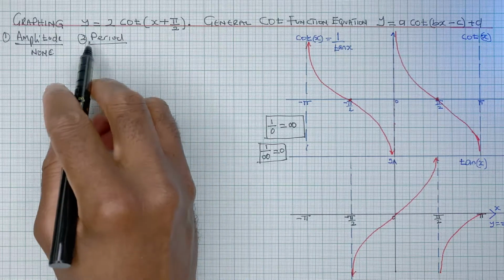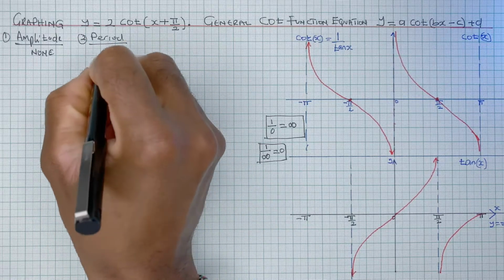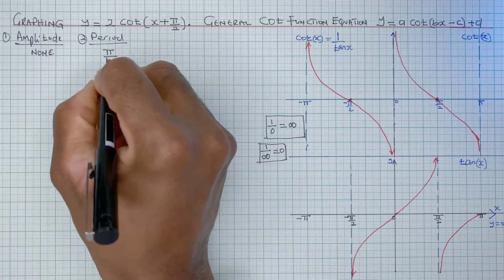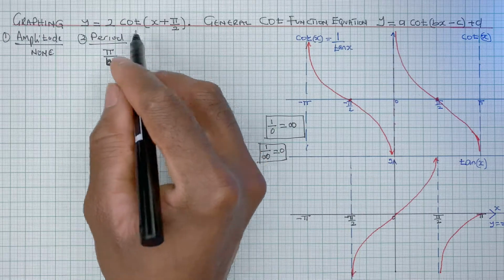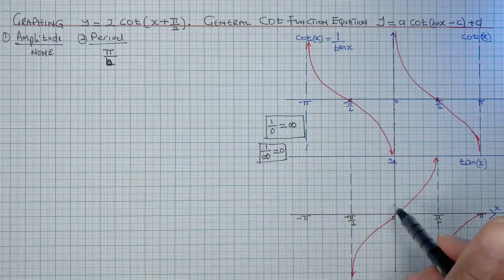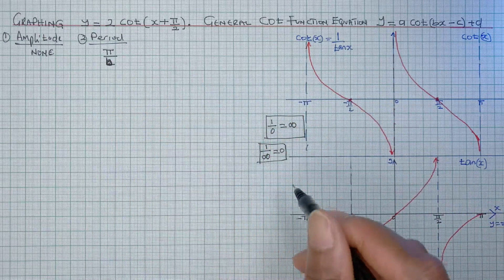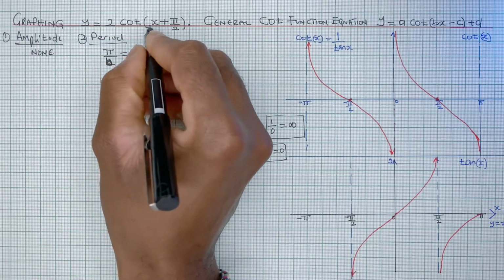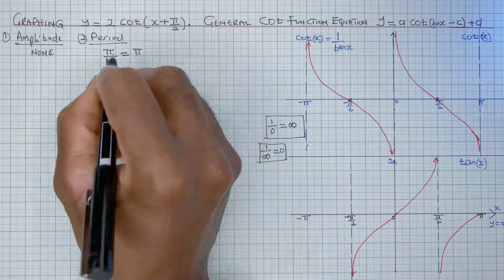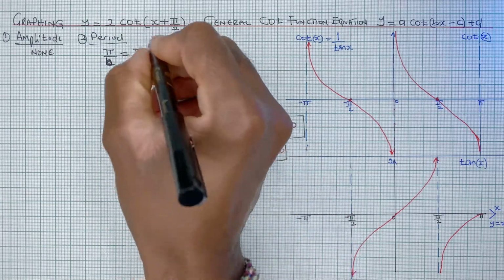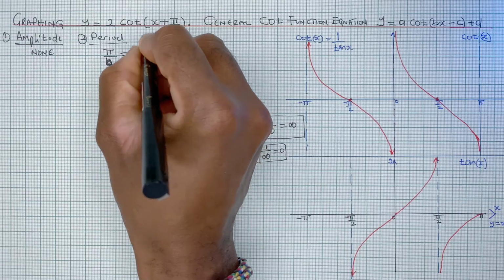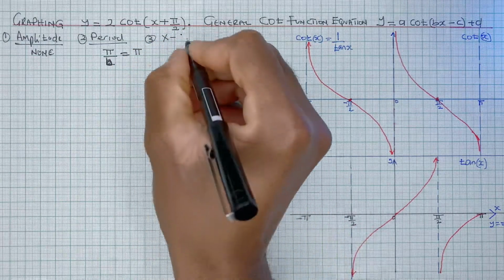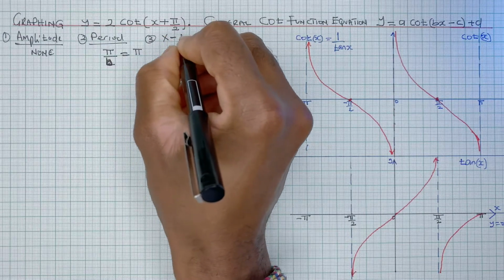The second point to look at is the period. Period is pi over b for tan and cotan, but for sine and cosine it's 2 pi over b. And b in this case is 1, so it's just pi. The next point to look at is the x scale.